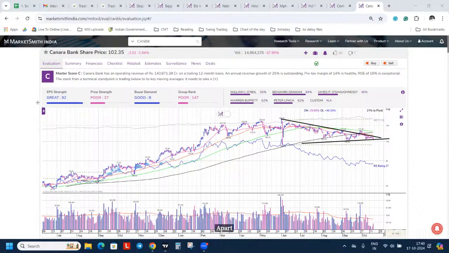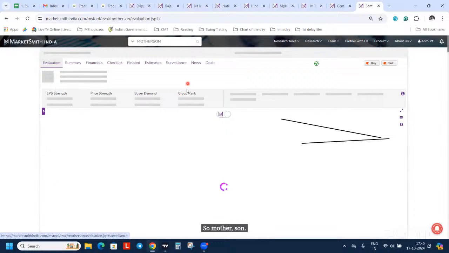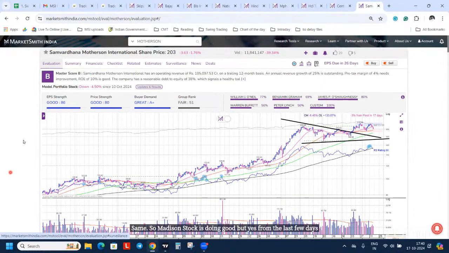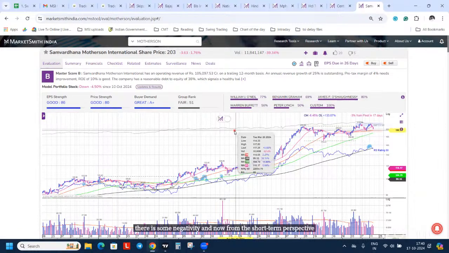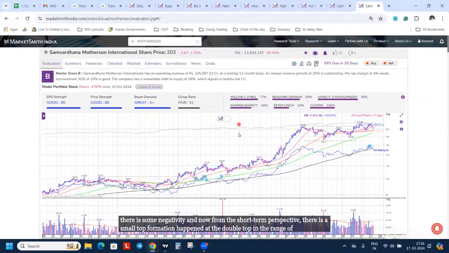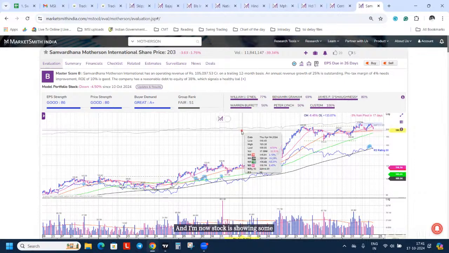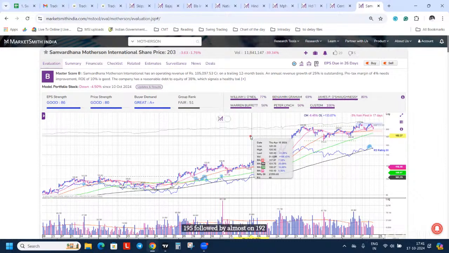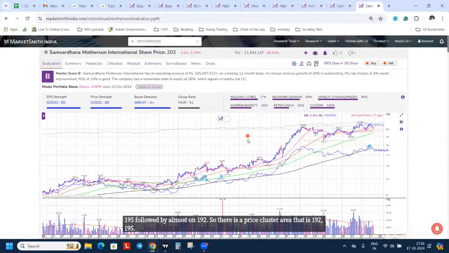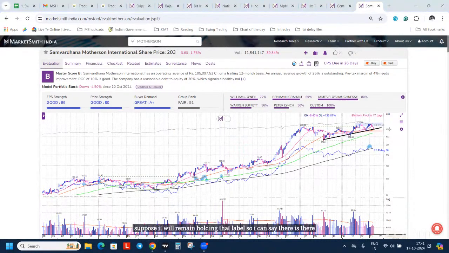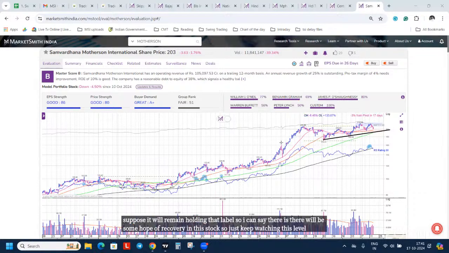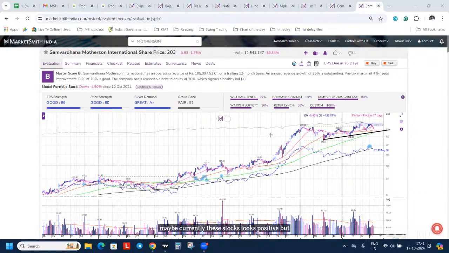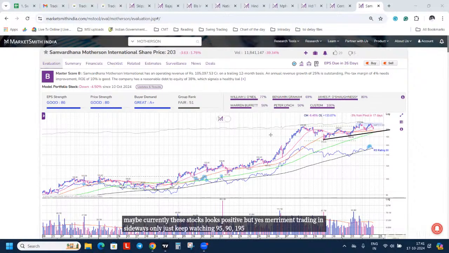Apart from that, Motherson. Okay. So the Motherson stock is doing good, but from the last few days there is some negativity. From the short-term perspective, a small top formation has happened, a double top in the range of 215, 216, and now the stock is showing some negativity. Now 195 is a key level to watch, followed by almost 192. So there is a price cluster area, that is 192, 195. If it keeps holding that level, I can say there will be some hope of recovery in this stock. So just keep watching this level. Currently this stock looks positive, but it may remain traded sideways only. If it falls below 195, 192, then only I can say that a downtrend is starting in this stock.